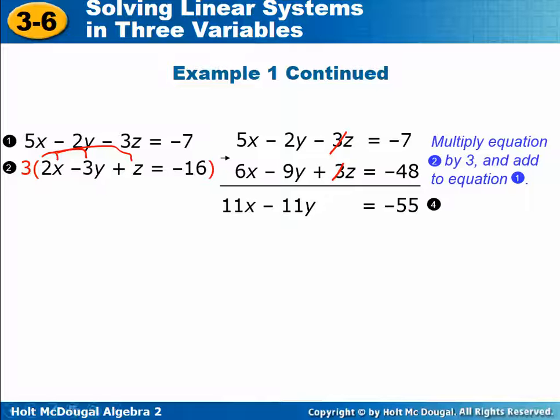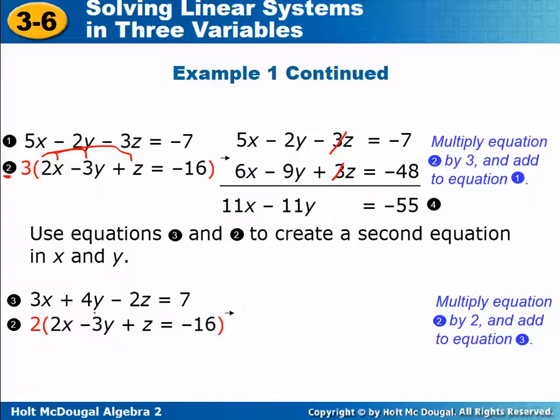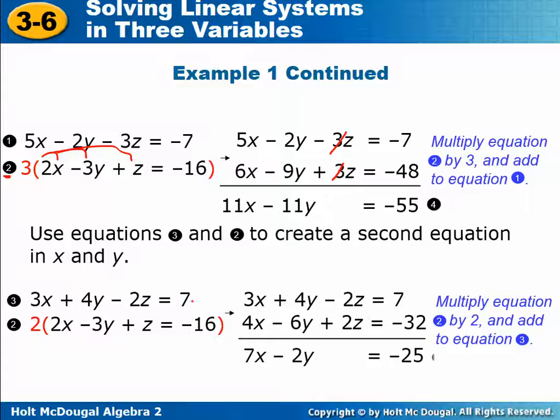So I'm also going to work with equation 2 and the third equation. Remember, equation 2 was just 2x minus 3y plus z equals negative 16. The third equation was 3x plus 4y minus 2z equals 7. So this time, start with your original number 2 equation, and we're going to multiply by 2 so that we can get a 2z to go with our minus 2z from number 3.